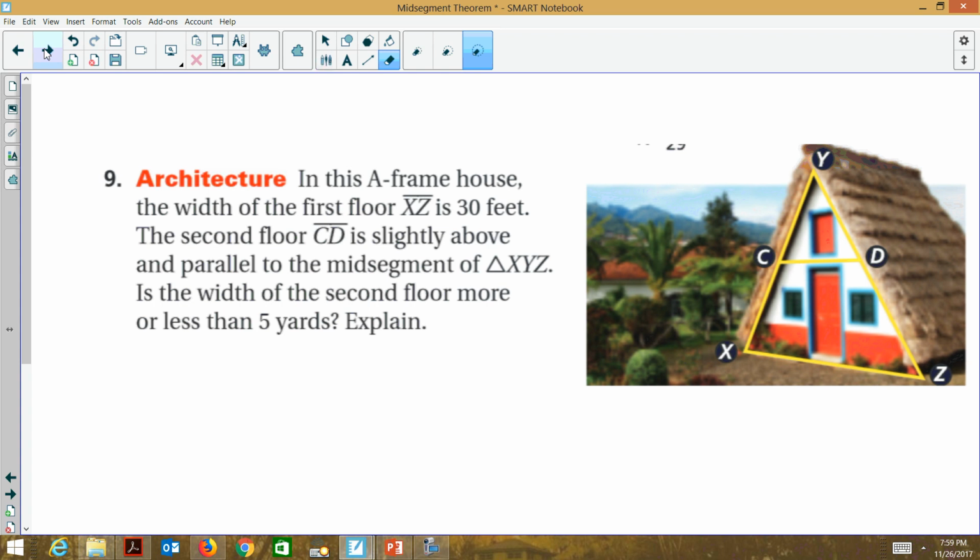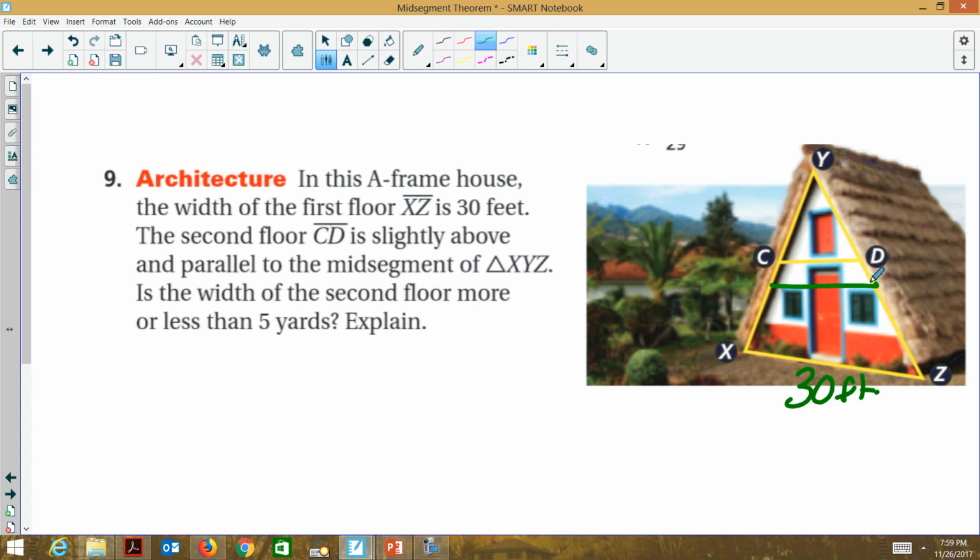Last thing is a word problem. In this A-frame house, the width of the first floor is 30 feet. So we can write the width is 30 feet here. The second floor is slightly above and parallel to the mid-segment. So CD is not the mid-segment, but we do know that whatever the mid-segment is, CD is above it. So the question is asking us to just think about what we have here and answer the following. Is the width of the second floor more or less than 5 yards?